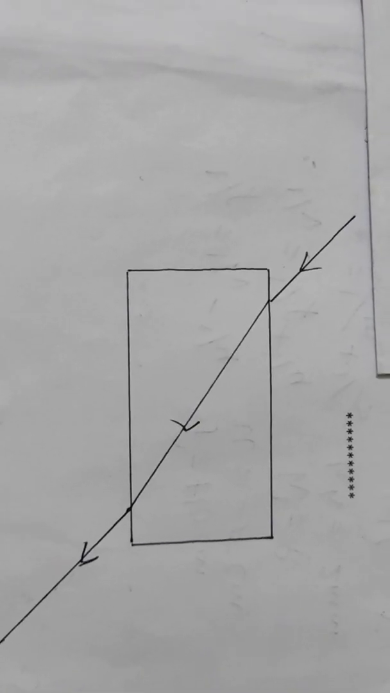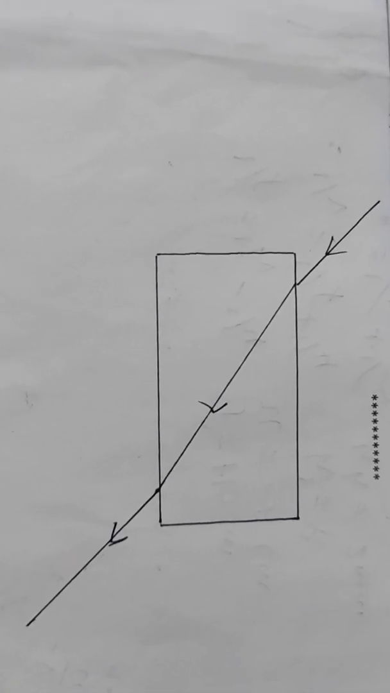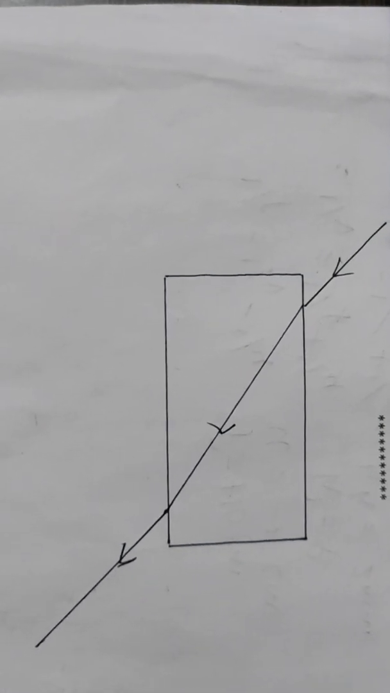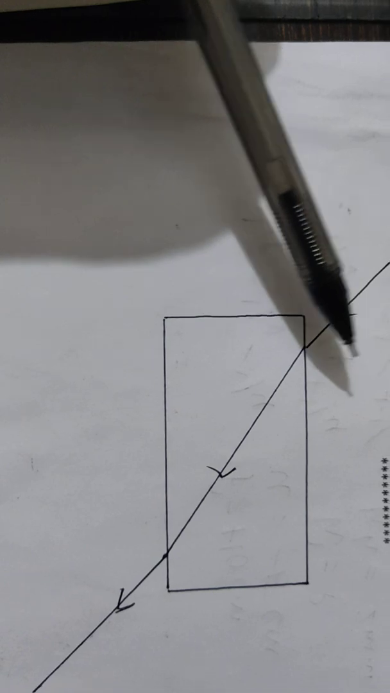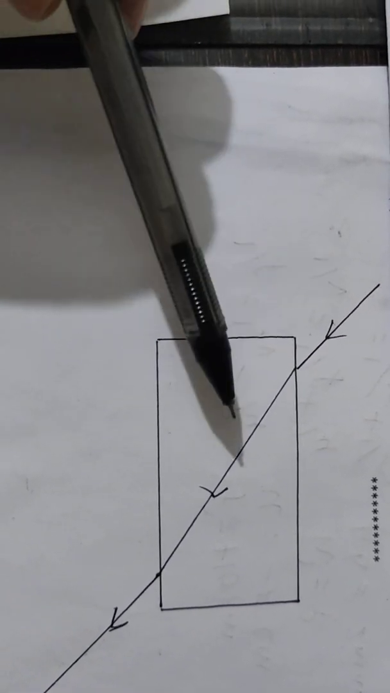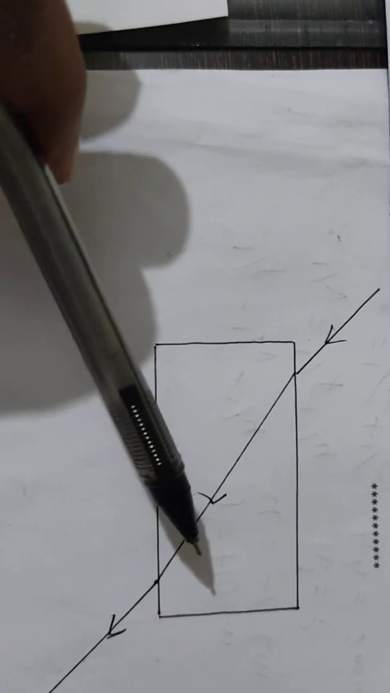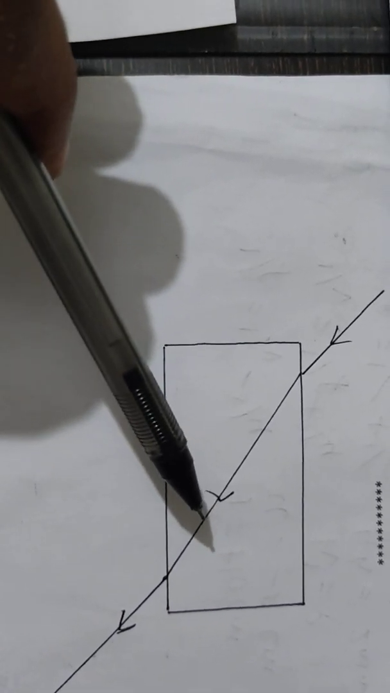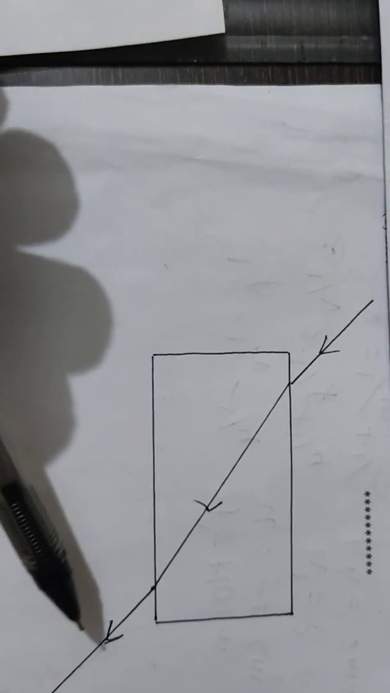This should have been one of the diagrams. Out of B and D, one diagram should have been this, where the ray is bending when we draw the normal. This is bending away from the normal, which is wrong. And in this case, it is bending towards the normal, although it is traveling from denser to rarer medium. So again, this is wrong.